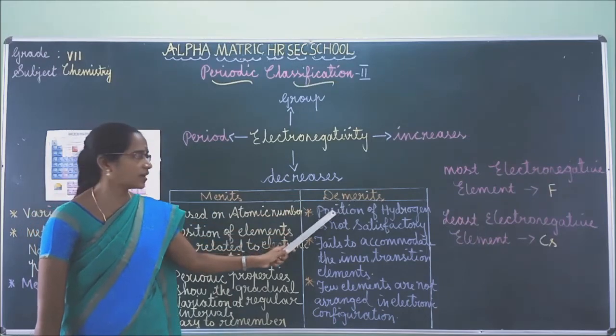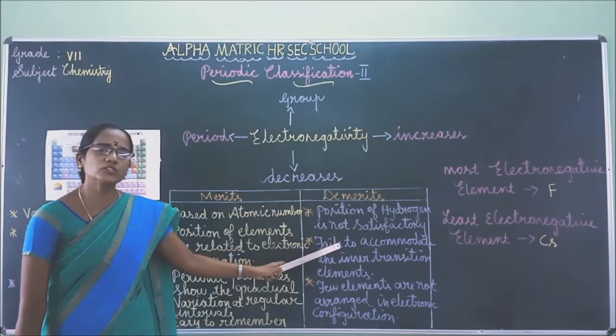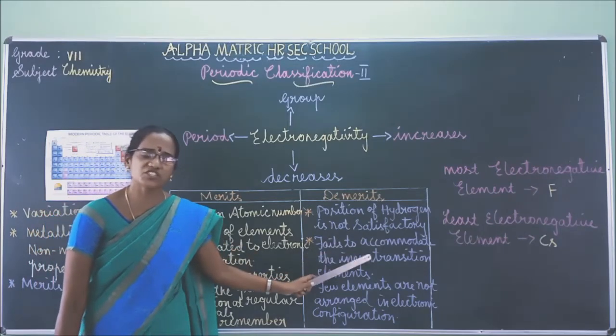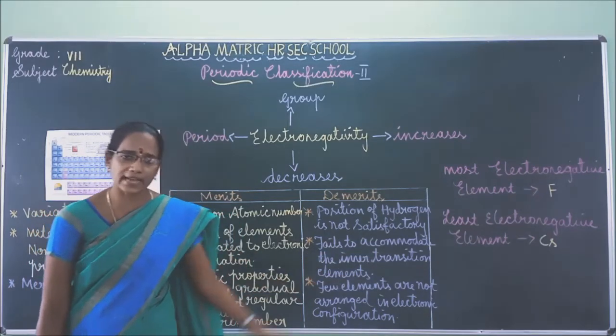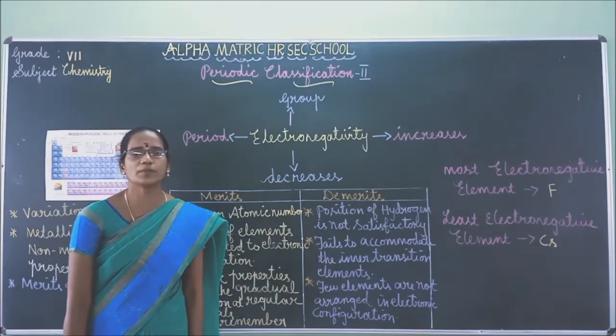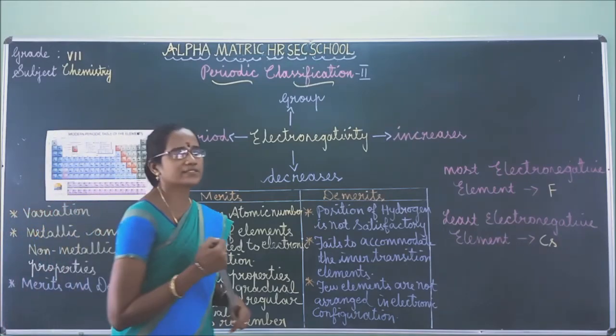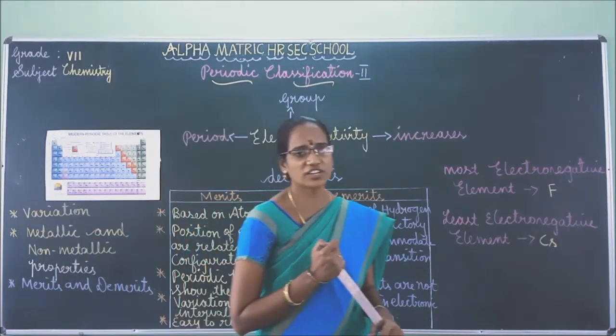Next, demerits are position of hydrogen is not satisfactory, it fails to accommodate the inner transition elements like lanthanides and actinides, and the next one is few elements are not arranged based on their electronic configuration. So these are the demerits of periodic table, right children?